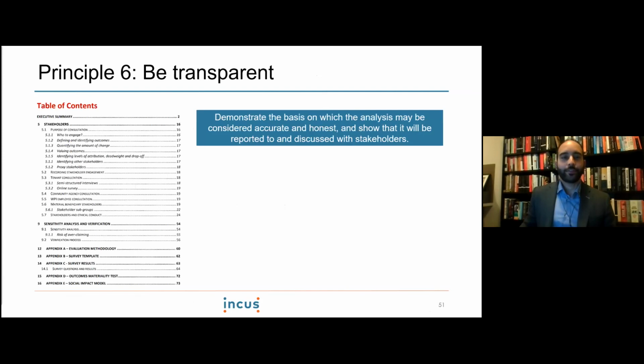All right. The last two principles I'll run through fairly quickly because they're fairly obvious and don't require too much explanation. But principle 6 is being transparent. So trying to be accurate and honest and show what was done. Given that you'll have noticed there's a lot of subjective decisions and judgments that are being made throughout social value analysis, it's important to be transparent. The easiest way to do that is obviously to include as much as you can.